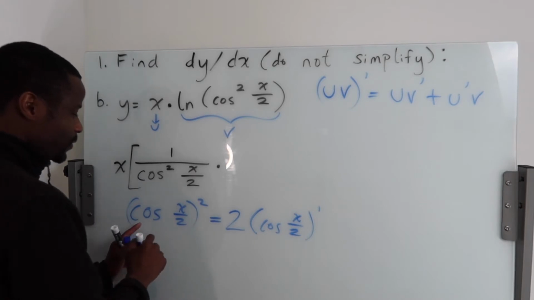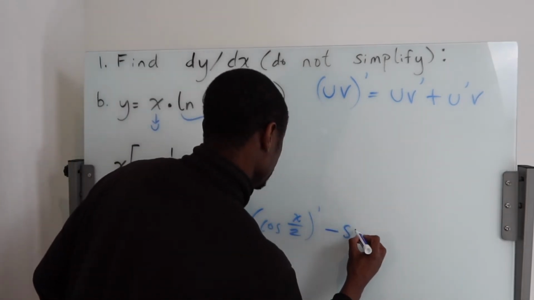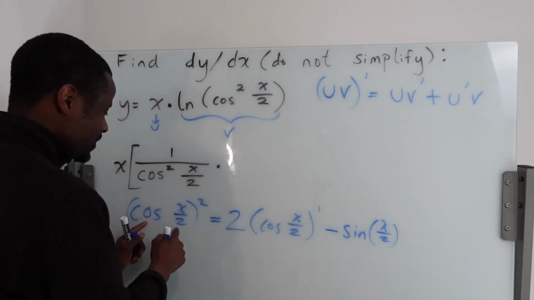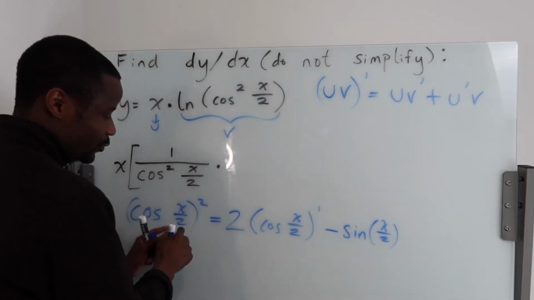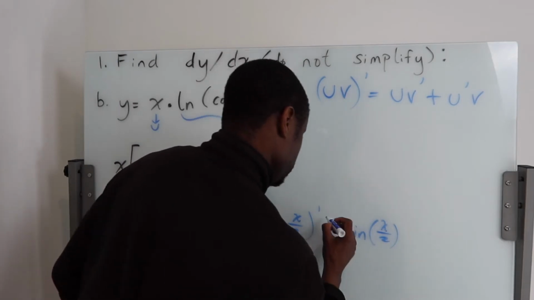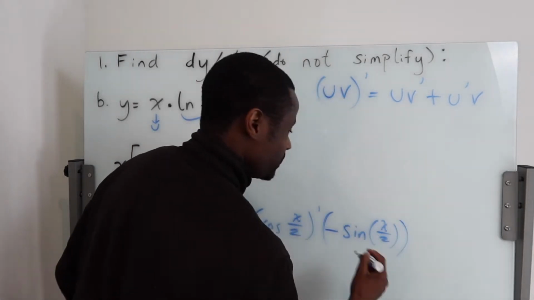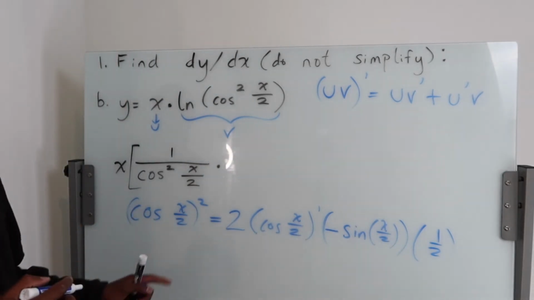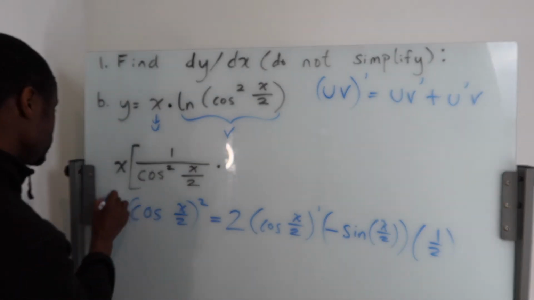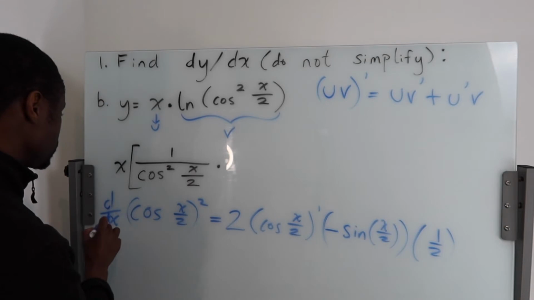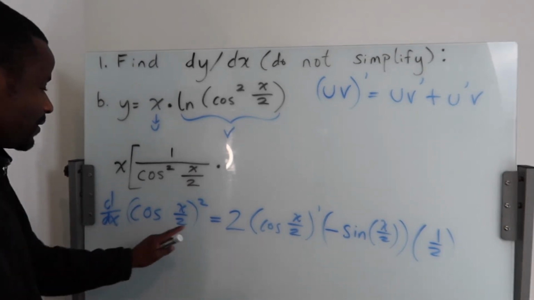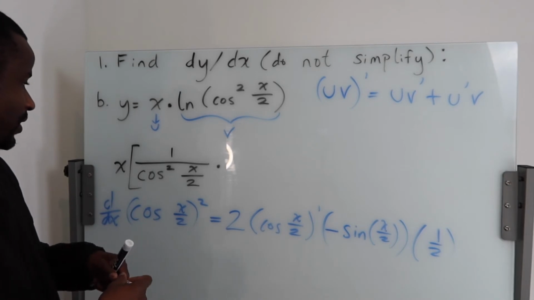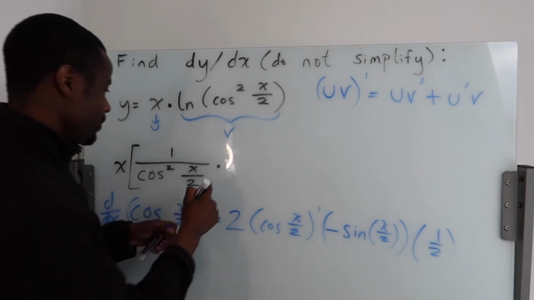What's the derivative of cosine? It's negative sine. And we're not done yet, because we still have to worry about this x over 2 and take its derivative. And the derivative of half of x is simply half. So now, that's the derivative. I should actually have written this: the first derivative with respect to x of this is all this here. So now we simply multiply that by this.